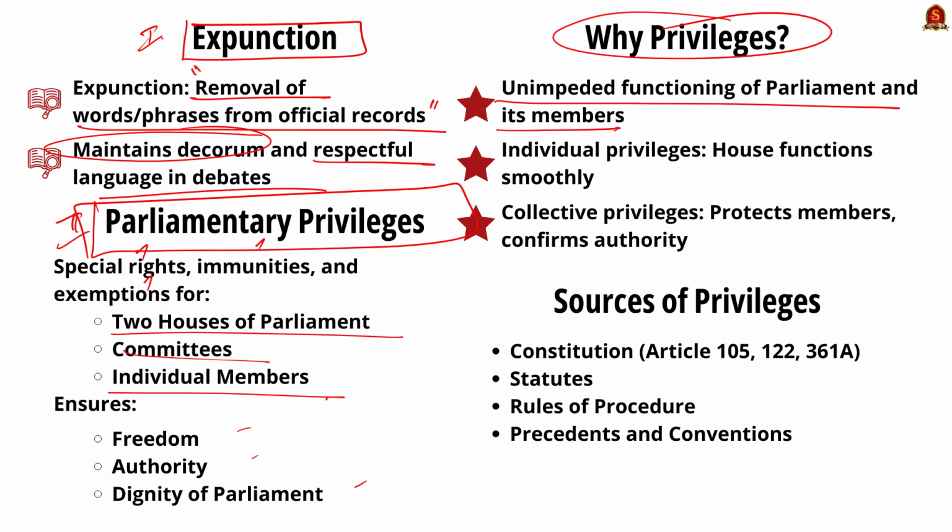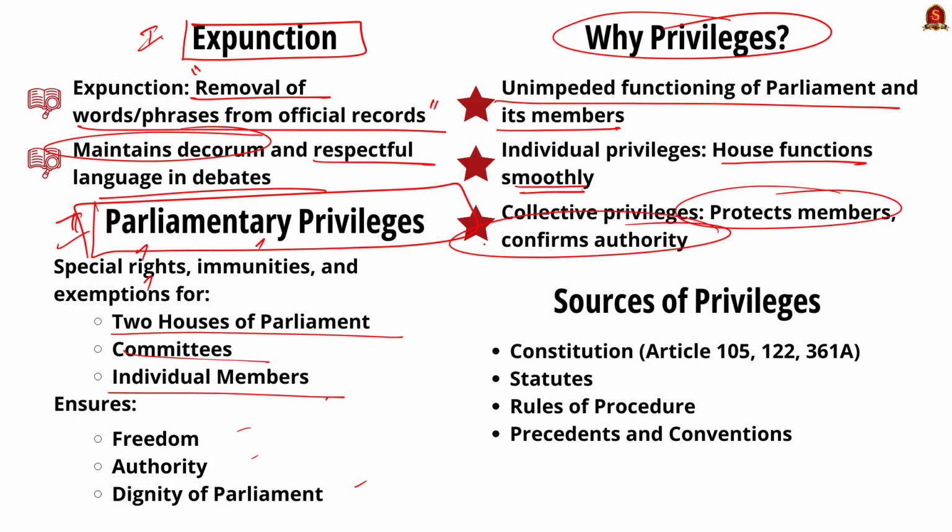Then, the privileges are enjoyed by each house in a collective manner because the house has to protect its members and confirm its own authority and dignity. So, the parliamentary privileges are necessary in order to secure the independence and effectiveness of the parliament and the actions of the members. Without these privileges, the House can neither maintain authority, dignity and honor, nor can it protect its members from any obstruction in discharge of their parliamentary responsibilities.